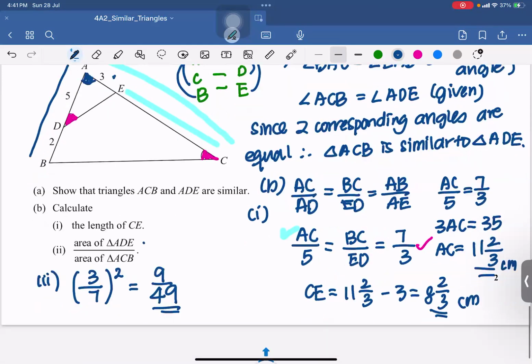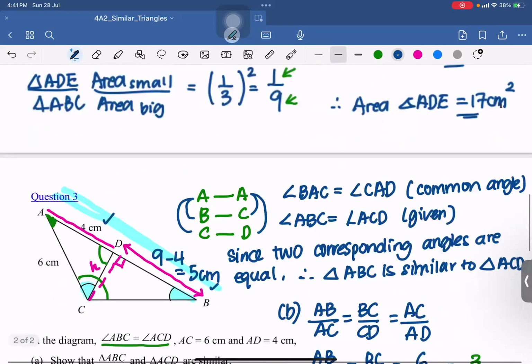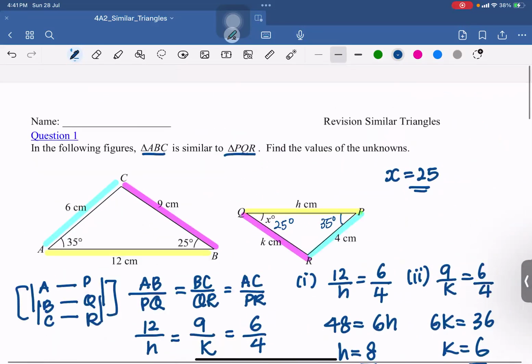Okay, if that's the case, with that, we've come to the end of this part of our revision video, right? I hope you look through the concepts for similar triangles again.